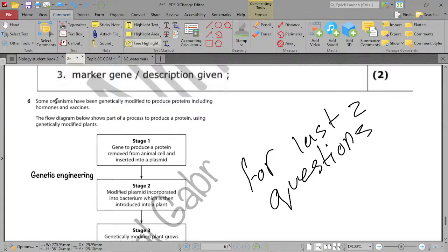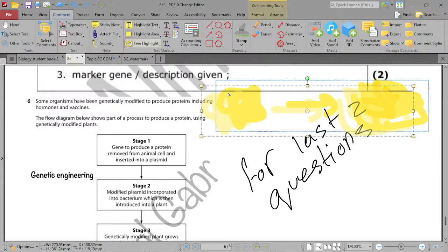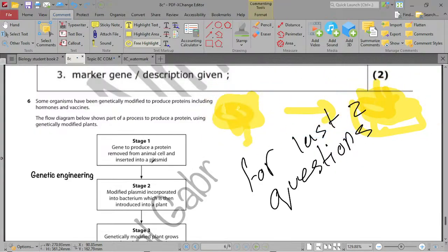Some organisms have been genetically modified to produce proteins including hormones and vaccines. And man, why is this chapter my favorite chapter? Technically, everything we learned before was kind of the prerequisites you need for learning this stuff. It would be hard to know this stuff without knowing the early prerequisite stuff. It's like being able to see the applications of everything that you studied. Like, hey, I understand why this happens and how this happens, you know?